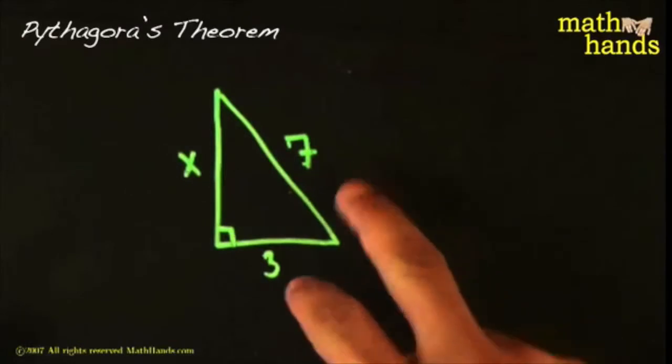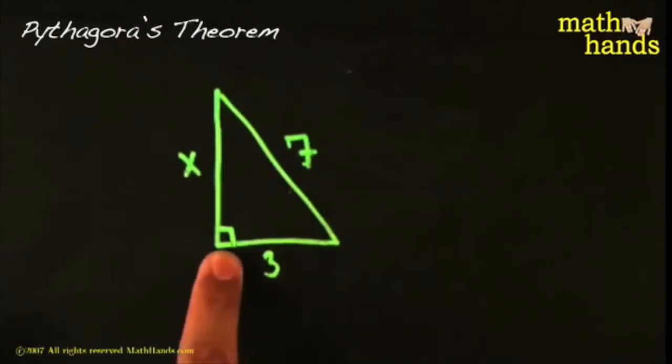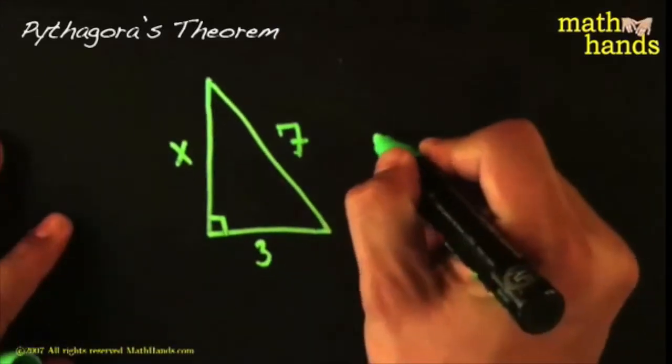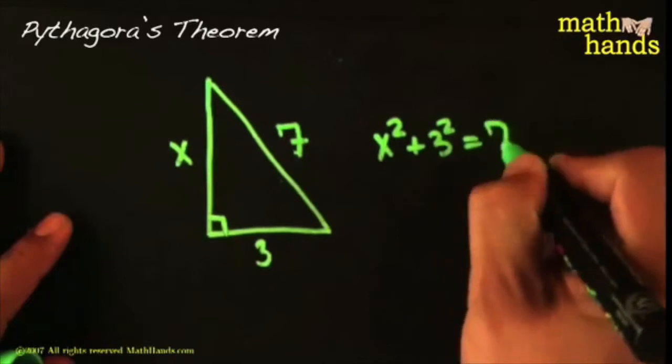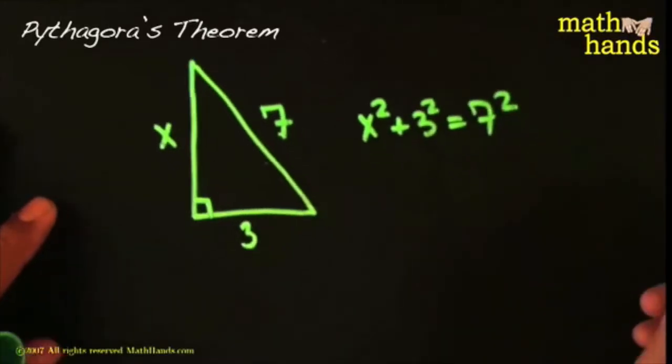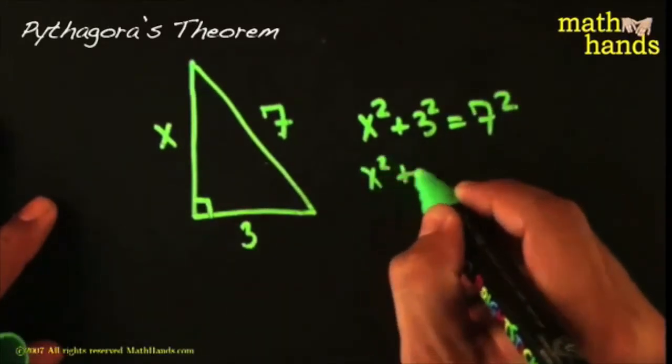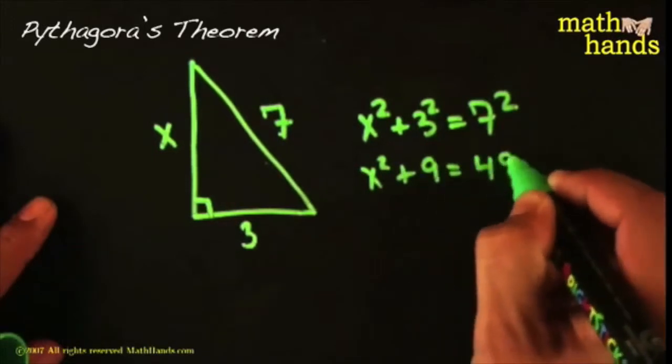Here we go. We've got two sides. You've got a right triangle, so you're okay to use Pythagoras. You've got one side that's unknown. Pythagoras would say, hey, I've got this one. X squared plus 3 squared is equal to 7 squared. And that would tell you that x squared plus 9 is equal to 49.